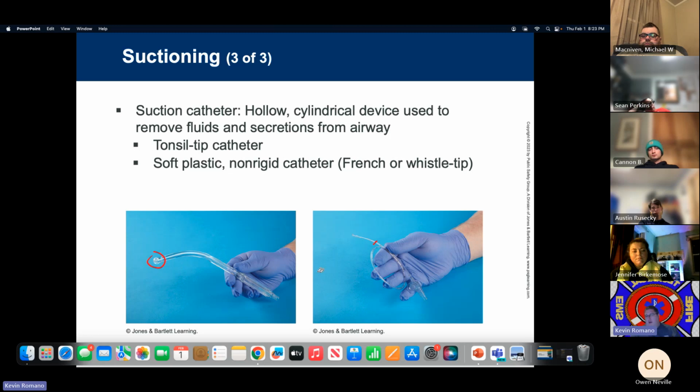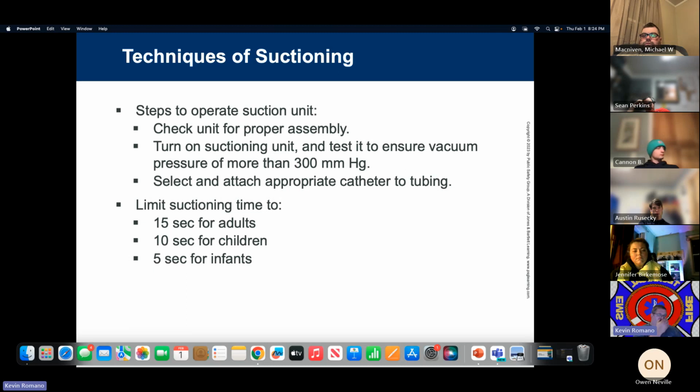But I use more of these for intubation tubes and things like that. Never insert a catheter past the base of the tongue, and always make sure you measure. Numbers to keep in mind: 5 seconds for infants, 10 for children, 15 for adults. Turn on the suction and test it. This is at 300. So crimp the line and test it for 30 seconds. Make sure it's working appropriately. And you can adjust the dials and make sure you're not over suctioning. You want to keep it in that green zone.